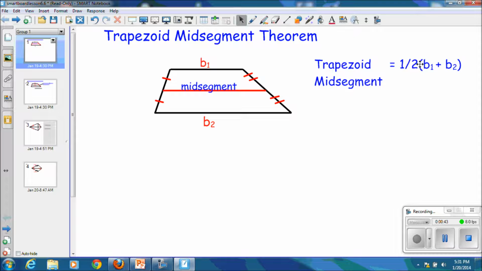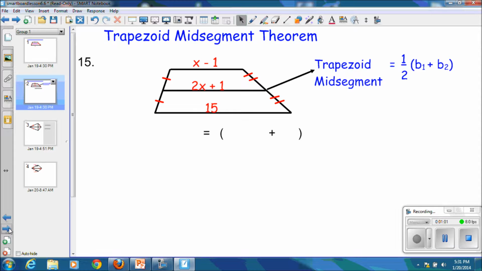So we are just basically taking an average of the bases. We're adding them together and dividing them by 2. And it doesn't matter which one we label as 1 or 2. We just have to distinguish that we have one base and that the other base has a different measurement.